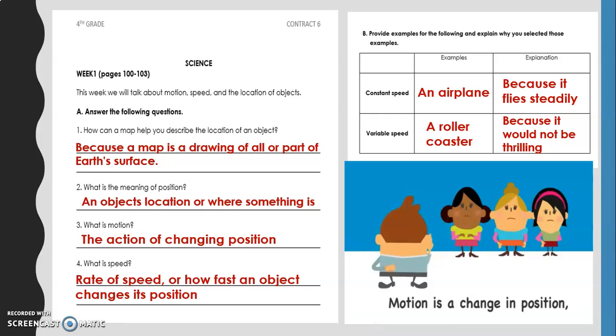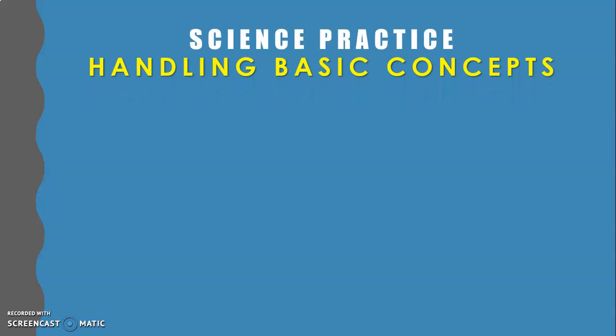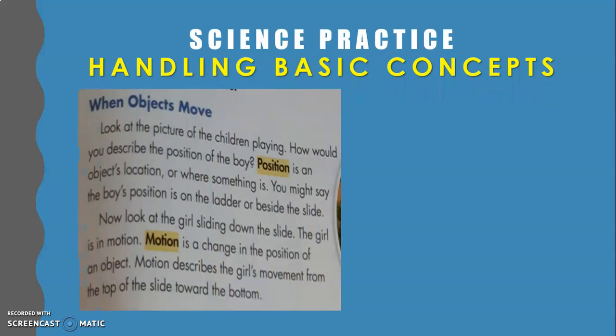But you know the important part of this smart clip had to do exactly with the things that we reviewed on week number 1. Position, motion, speed, and the kinds or categories of speed that we happen to count on. So, science practice, handling basic concepts.